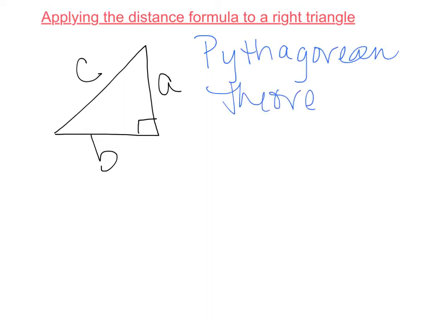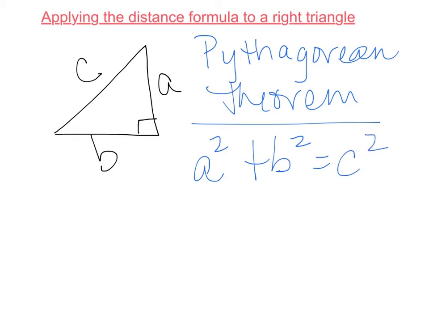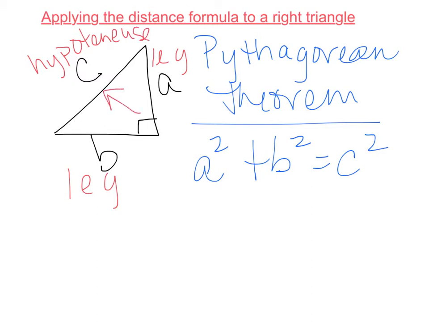So, with our Pythagorean theorem, we know that the formula is a squared plus b squared is equal to c squared. So that's the kicker. The distance of side A and the distance of side B is equal to the distance of side C. Now, you know A and B can be interchangeable. They're the legs. C, however, has a fancy pants name called a hypotenuse. And a hypotenuse always happens across from the right angle.